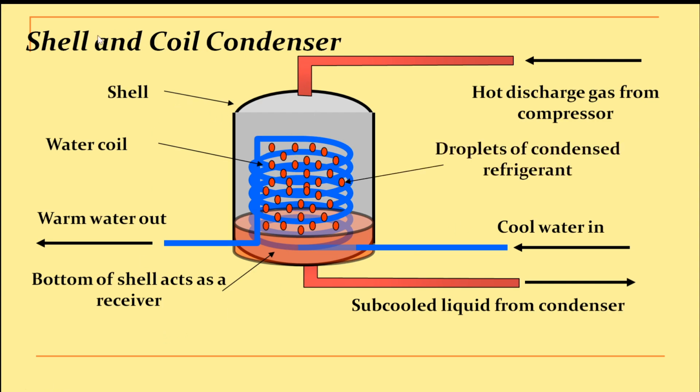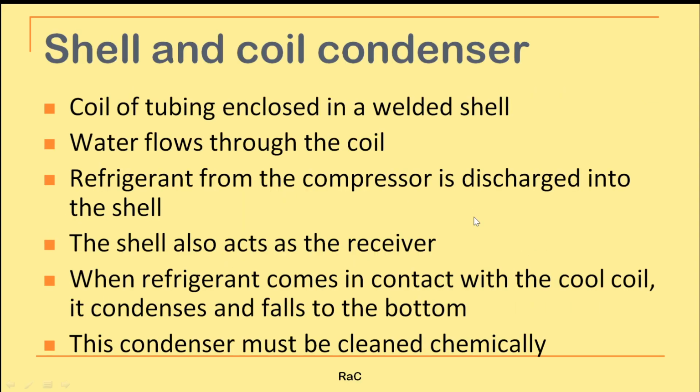The refrigerant will be poured over the coil, and the coil will be receiving the energy from the refrigerant, getting warmed up and discharged from the coil. So these are the features of the shell and coil condenser: a coil of tubing enclosed in a welded shell. Water flows through the coil. Refrigerant is discharged into the shell, as we have seen.